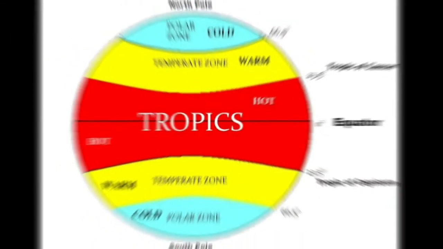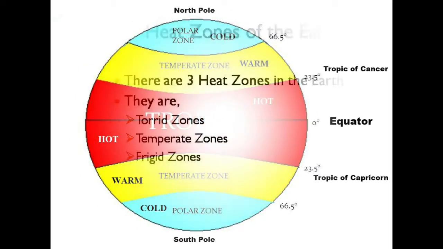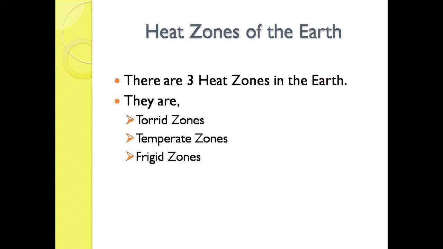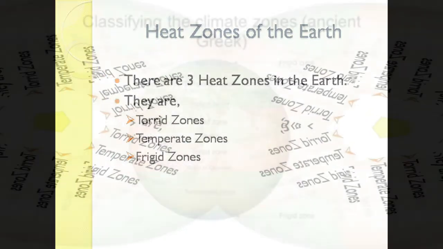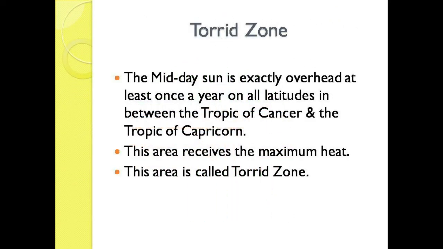Heat zones of the earth. There are three heat zones on the earth. They are torrid zone, temperate zones, and frigid zones. Torrid zone. The midday sun is exactly overhead at least once a year on all latitudes in between the Tropic of Cancer and the Tropic of Capricorn. This area receives the maximum heat. This is called the torrid zone.